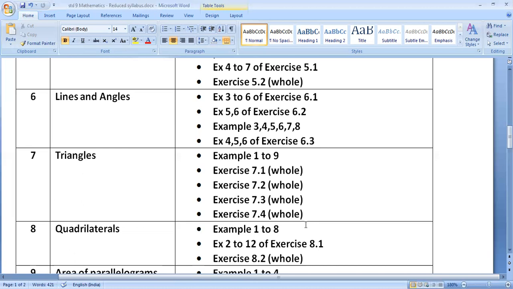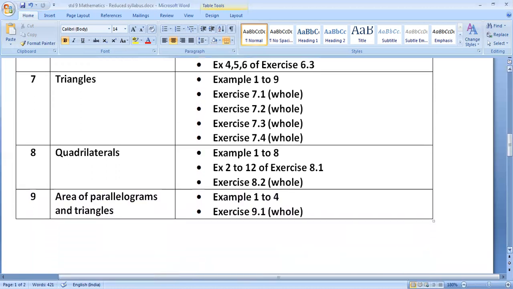Exercise 7.5 is an optional exercise, and optional exercises are not included in the syllabus, so this is also excluded. So in this chapter, examples 1 to 9 and exercises 7.1, 7.2, 7.3, 7.4, the whole exercises, are excluded. Here you have to understand the important theorems and their statements, which will be useful for you in standard 9 as well as standard 10 to prove the theorems in geometry.